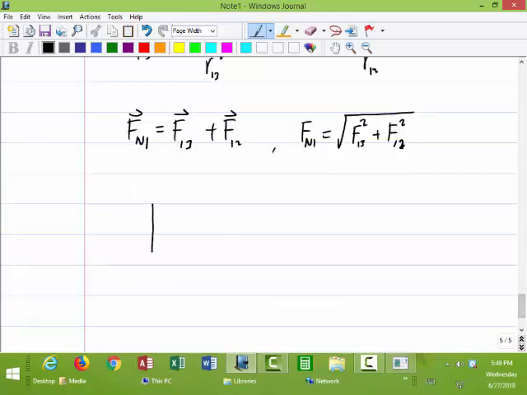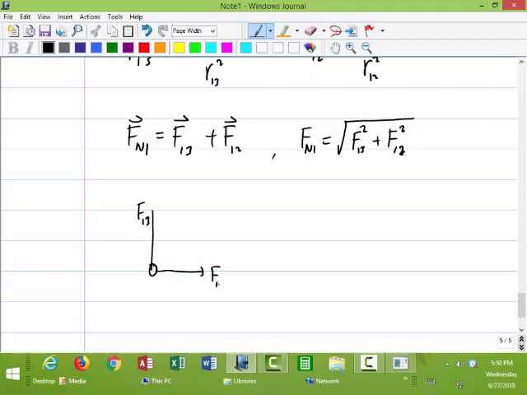So I'll redraw those forces like that. This is the force on 1 due to 3, and this is the force on 1 due to 2. By the parallelogram rule, we expect a net force Fn1 pointing in that direction, and we expect the angle phi to be this angle, which is the direction of the force on 1 due to those two forces. So the direction phi is equal to the tangent inverse of F13 divided by F12.